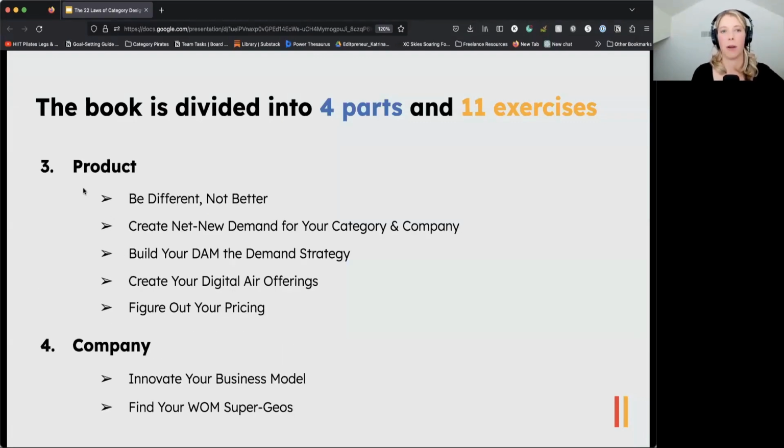And then parts 3 and 4. Product, obviously: product, service, offering, whatever it is that you'd like to call it, and that pertains to your business. There are 5 here. This is the bulk of the exercises. How to be different, how to create and build your demand strategy, create your digital air offerings. For those of you who are part of our Substack newsletter, you haven't seen this one before. This is some new content. We haven't written about this, so go check that out. Tell us what you think. We have an exercise on pricing. And then part 4 is going to be all about company design: how to innovate your business model, find your word of mouth super geos, and set yourself up for success there.